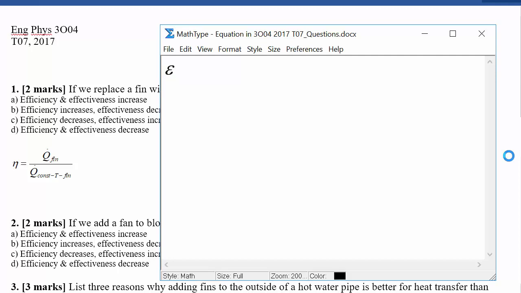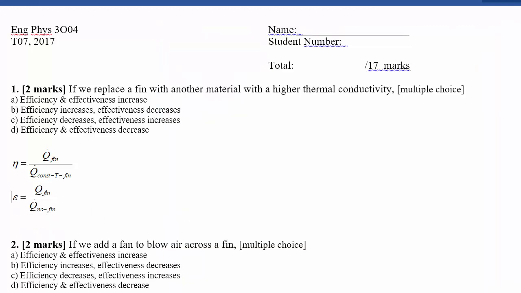Now compare that to the effectiveness. Effectiveness is the actual rate of heat transfer from the fin divided by the heat transfer of the base without the fin. So the heat transfer that you would have with maybe no fin. So the effectiveness, what would happen to that? Well, if the conductivity of the fin goes up, then you would have more heat transfer all along the fin. It wouldn't actually change the heat transfer that you would have from the base area with just the convection there, but it would increase the amount of heat transfer from the fin itself, so the effectiveness would also go up.